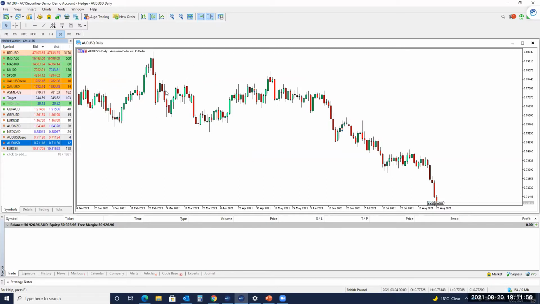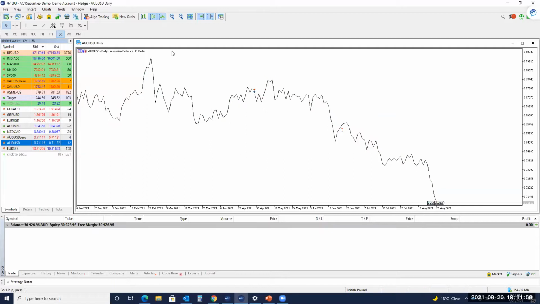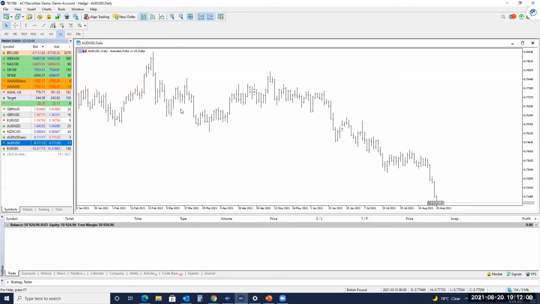Also, you don't need to have it set as candles. You can have it set as a line chart, or you can set it up accordingly to how you please. My preference is candles, but each to their own. You can trade whichever you find best visually pleasing.